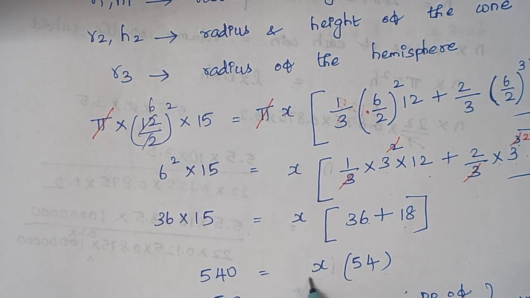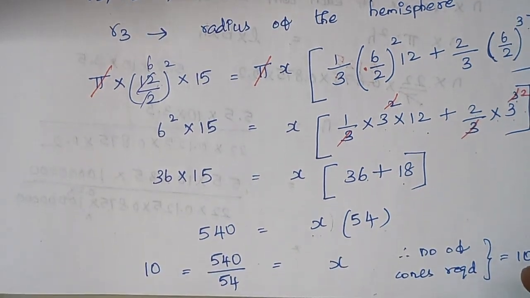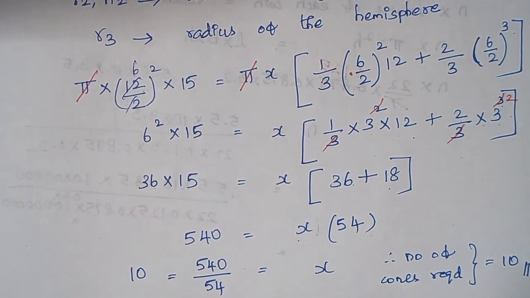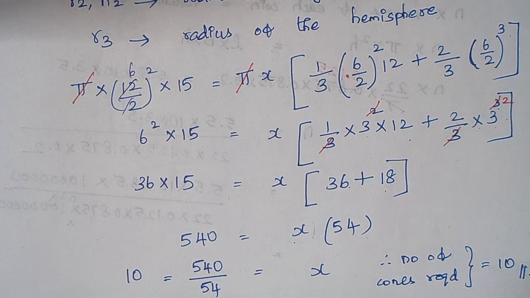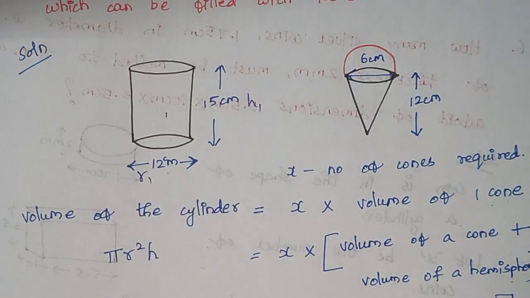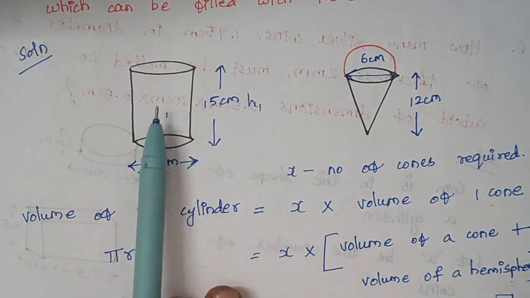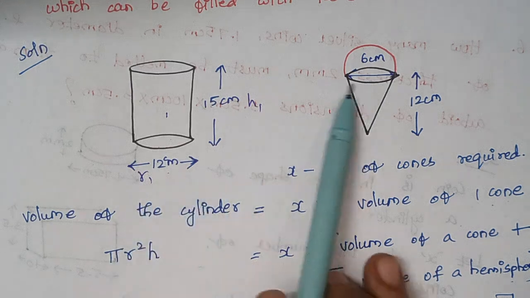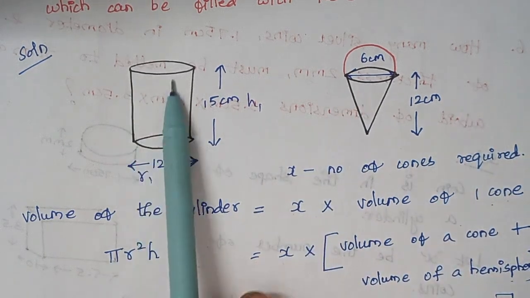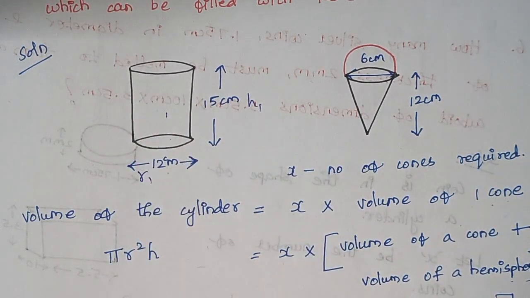So when you add 36 plus 18 gives you 54 and 36 into 15 gives you 540. So we need number of cones, that is x. So x is given by 540 by 54 which is 10. Therefore the number of cones required is equal to 10. So we need 10 cones to completely fill the ice cream which is in the cylinder. So we need 10 cones to empty the ice cream which is present in the cylinder. That's it. We will proceed with the next problem.